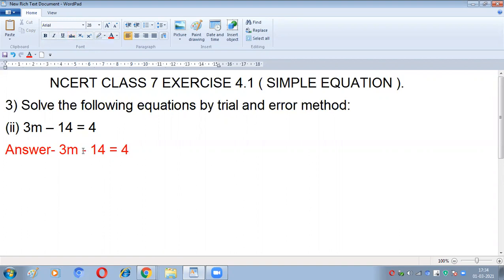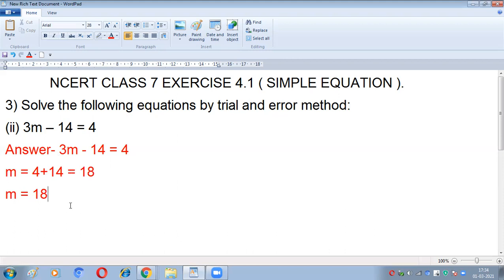So now here what we have to do is to just change the sign of 14, and here is m, the base is m. So m is equals to 4 plus, because minus 14 will change to plus 14. Okay, so 4 plus 14 is equals to 18. So m is equals to 18. And now here 3m, that means 3 multiplied by m.